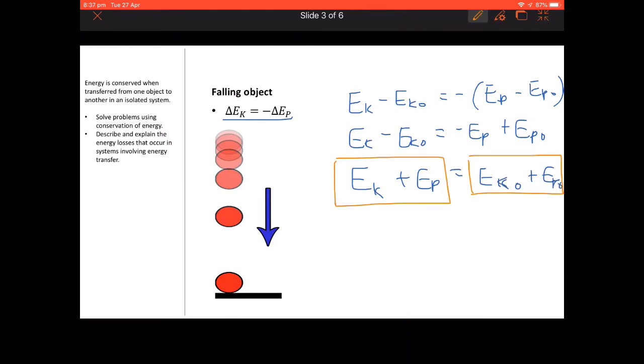And that is indicating that mechanical energy, so the sum of potential energy and kinetic energy, is conserved. That's confirming or highlighting that this energy is conserved. So whatever energy a system has before is the same as the energy that the system has after.